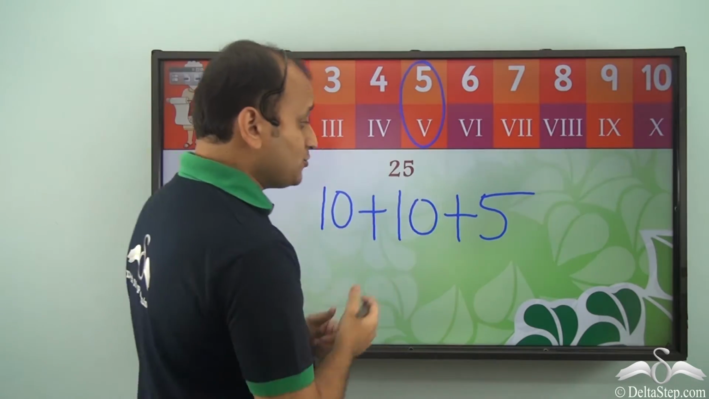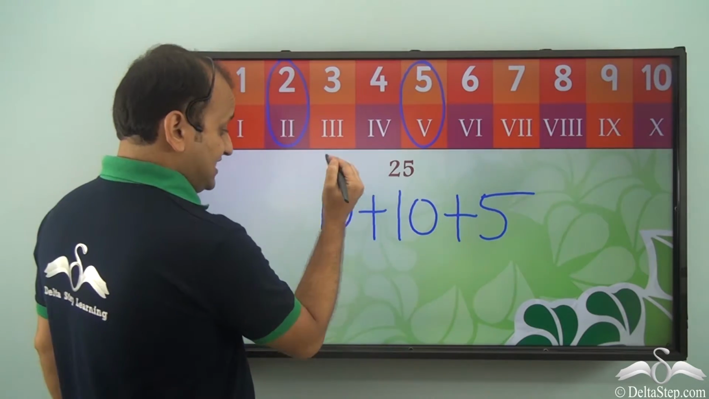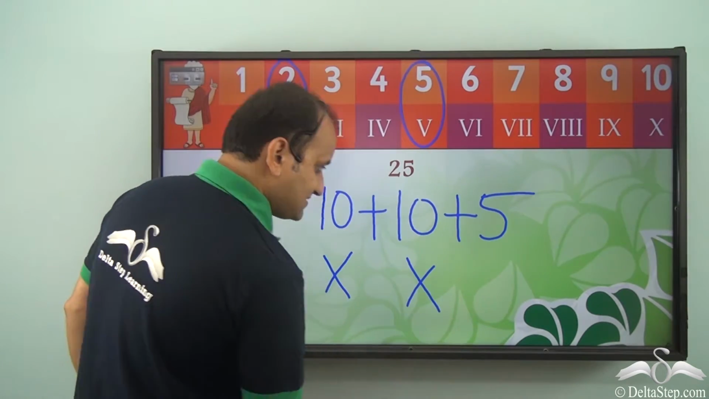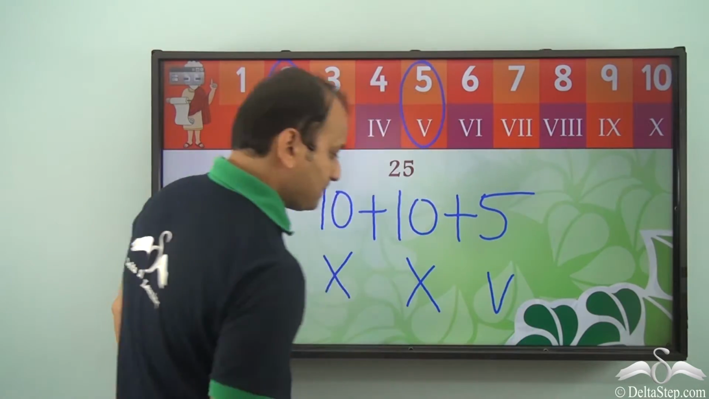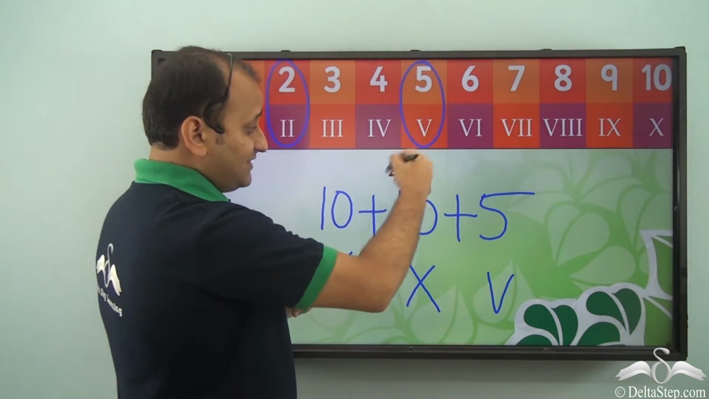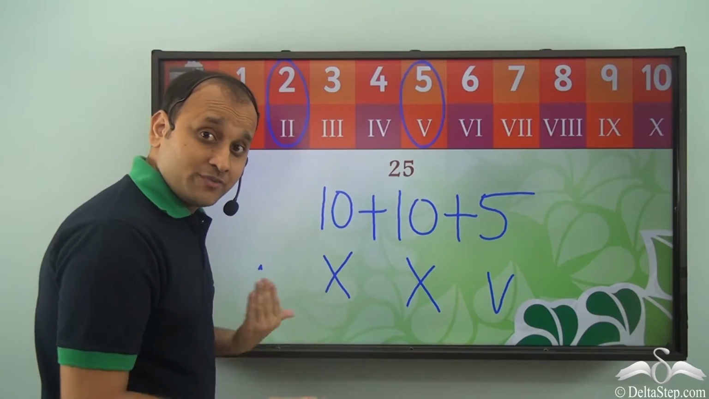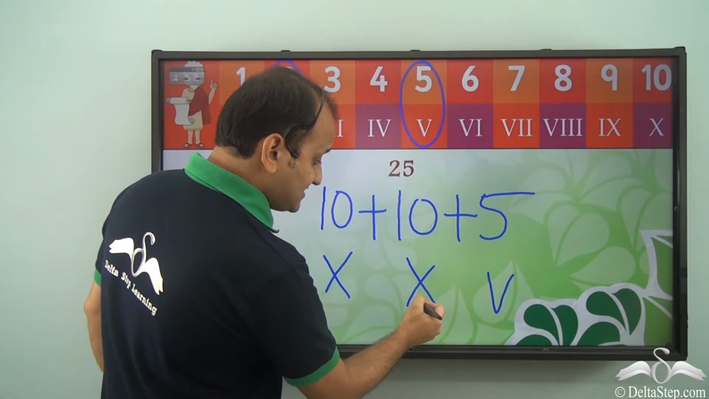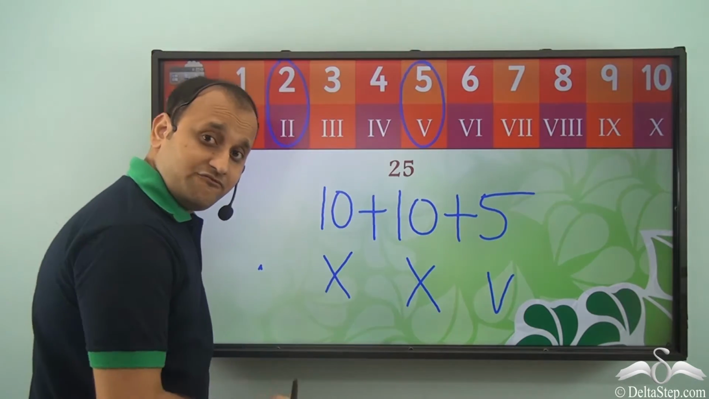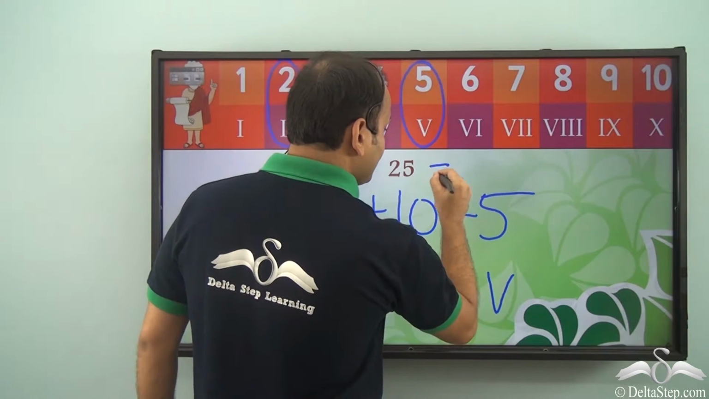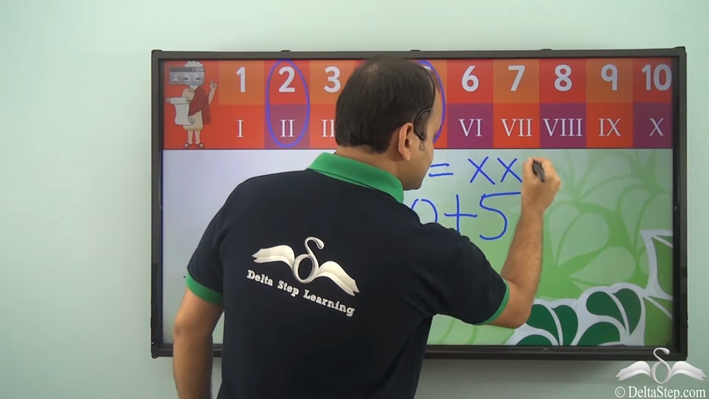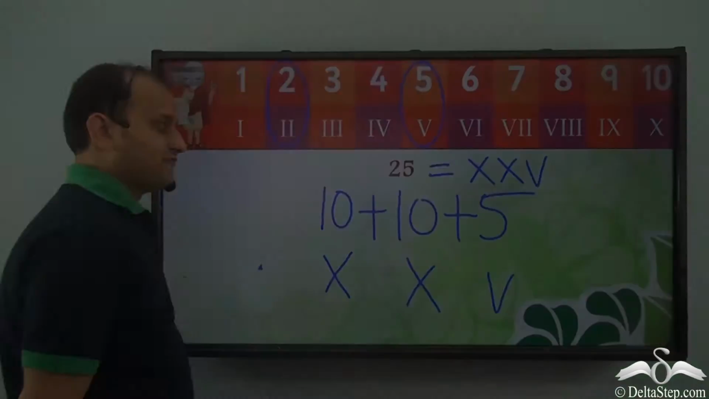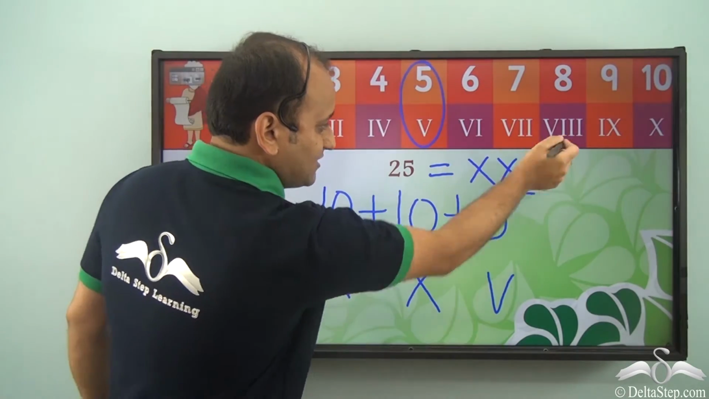Now, in terms of Roman numerals, how can you write this? Well, 10 is nothing but X. This 10 is again X, and 5 is V. Now, what do we see? They are being added. And when we do addition in Roman numerals, we place the symbols to the right. So X, to the right, another X, and to the right, V. So 25 will be X, X, V. So you see, to the right, you keep on adding and you get 25.